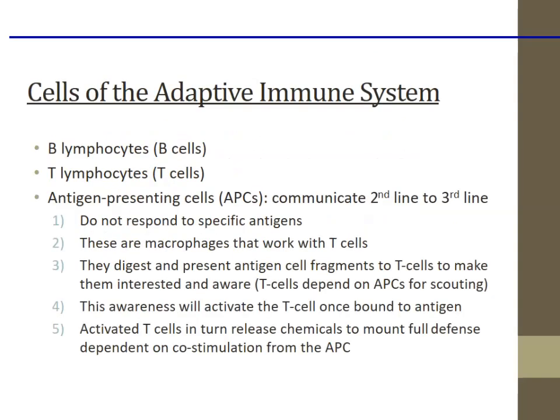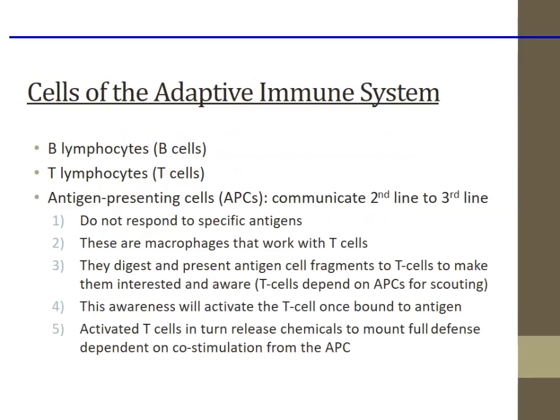So this is a nice little passage in the PowerPoint here. These are our two adaptive lymphocytes, B and T cells. This is a great thing to review right here. These 5 communication things. And APCs communicate second line to third line.